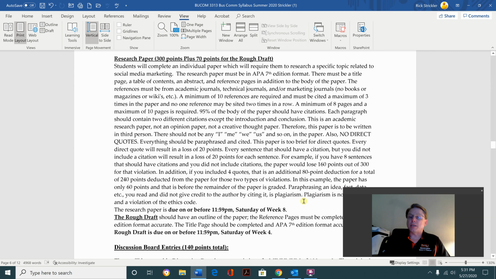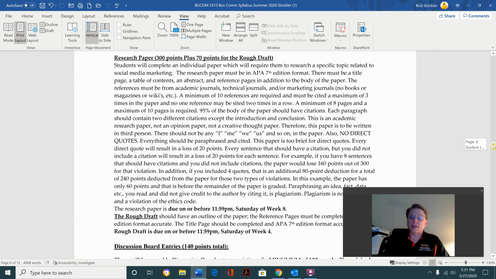Paraphrasing, as long as you're getting the idea from the journal articles, which you should, but you have to cite them so that you give credit to the author of that journal article. Okay, so everything should be paraphrased and everything should be cited within the paper, and then you won't have any plagiarism and you won't have to worry about this. Okay, it's due on or before 11:59 p.m. on Saturday of the 8th week, which is the last Saturday of July.